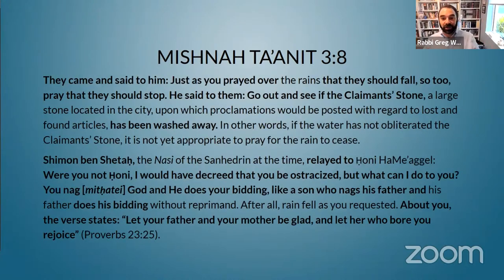They said to him, just as you prayed over the rains, that they should fall, so too pray that they should stop. And he says, go and look to that stone, that large stone, to see if it's still there, if it had been washed away. Now, this claimant stone has a connection to that Ophel from before, this place that people in certain circumstances would go, either for their lost and found, because they were indebted. And a lot of rain would have had to have fallen for that place to have been put into risk.